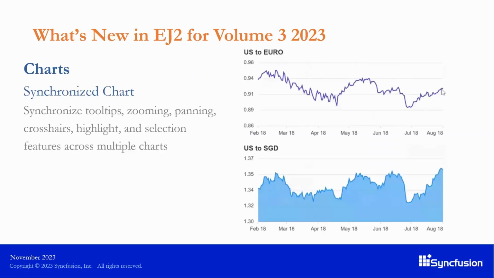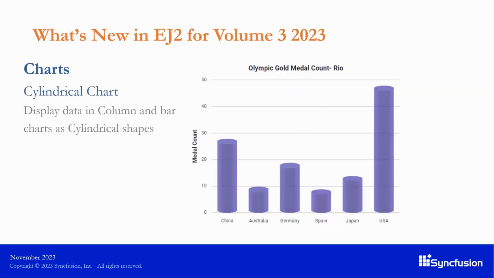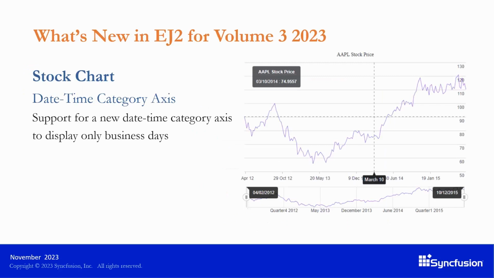The last and final update for this release is that EJ2 charts has a cylindrical chart type and synchronized chart, which we saw the implementation of live. So the cylindrical chart is used to display data in column and bar charts. Additionally, look at this stock chart. It is possible to display business days alone using the datetime category axis, which is a new support added to the stock chart in the EJ2 platform.